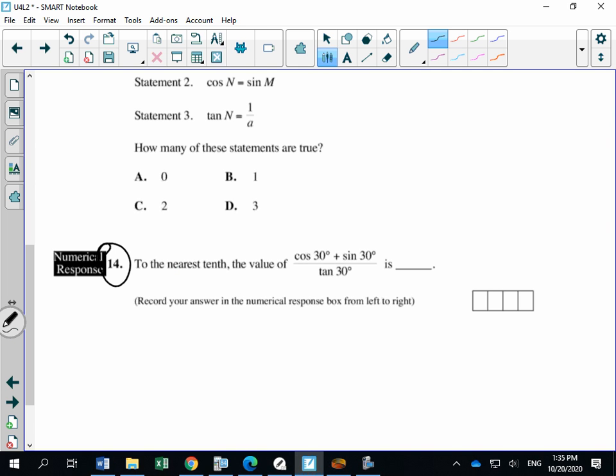Actually, let's just start with 14. This is a calculator question. So Piper, this sort of answers your question. If you don't close the bracket, you'd get this one wrong. Okay, so this is just straight punch this in on your calculator.